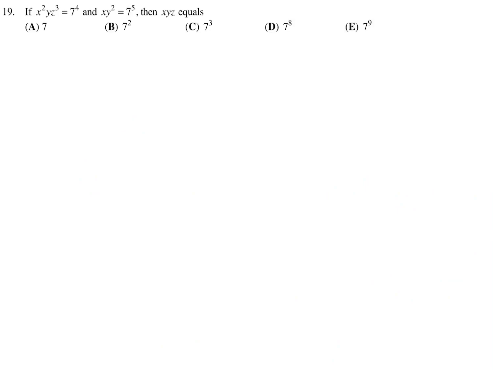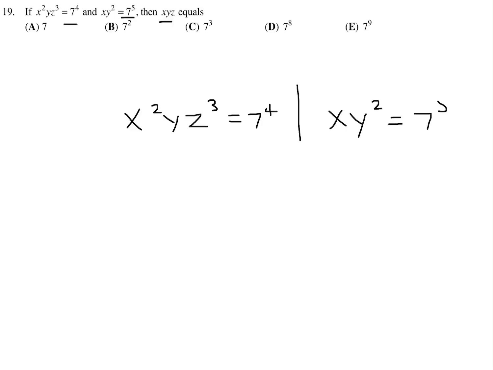If x squared yz cubed is 7 to the 4th and xy squared is 7 to the 5th, then what is xyz? Okay, initially it probably seems a bit daunting, but what I immediately noticed is that if you combine both of those, you'll get something very interesting. So here you've got x squared yz cubed is 7 to the 4th, and the other relationship they give you is that xy squared is 7 to the 5th. So if you multiply this by this, you will see that this will help us out tremendously.